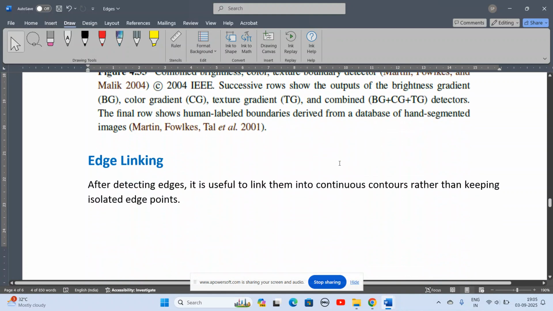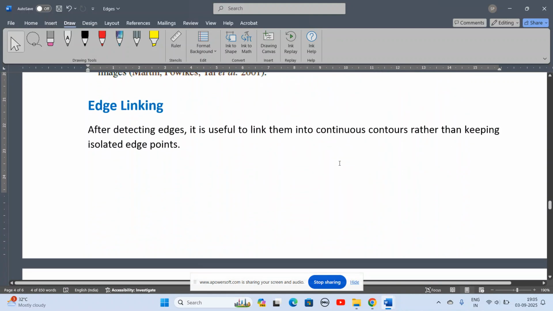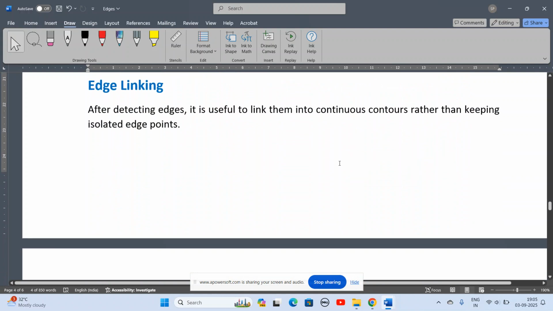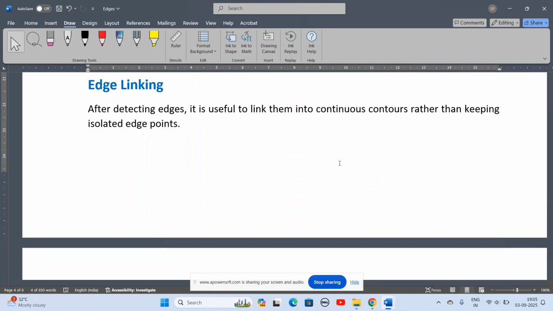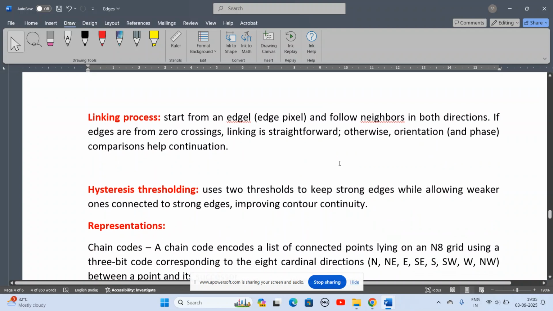So in this way, I can detect the edges. These are all the strategies we have followed in edge linking. After detecting the edges, we have to link them to make a continuous contour. Connecting edges is known as contour linking. The process, we start from edges. That is known as, I'll tell you.